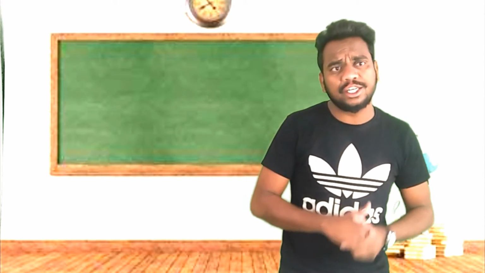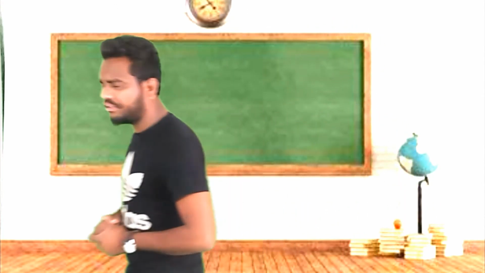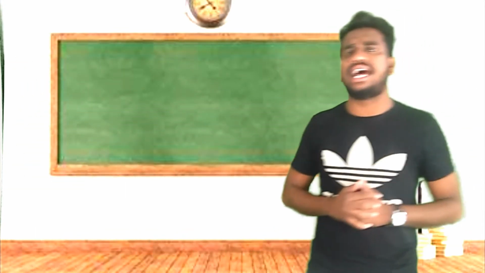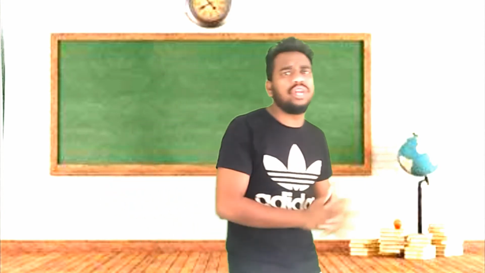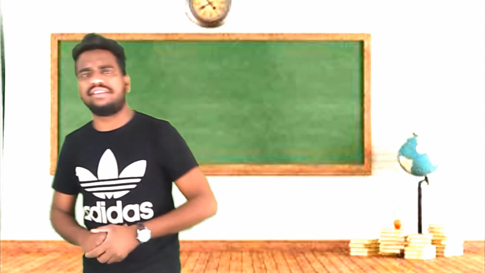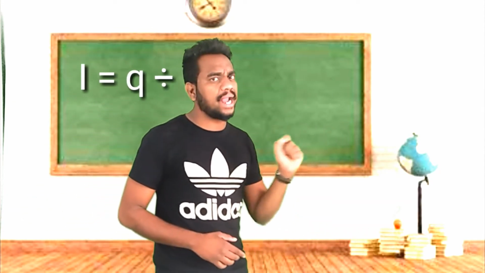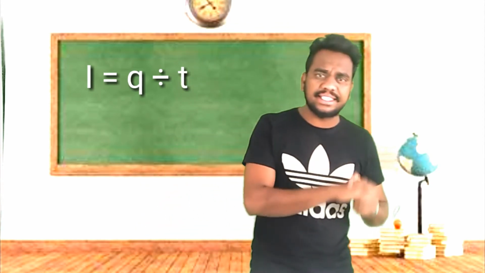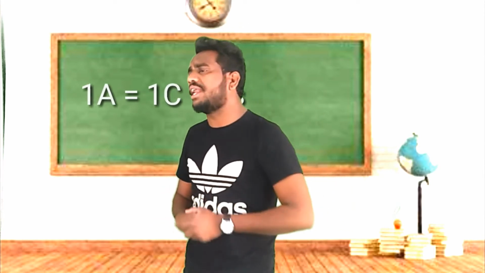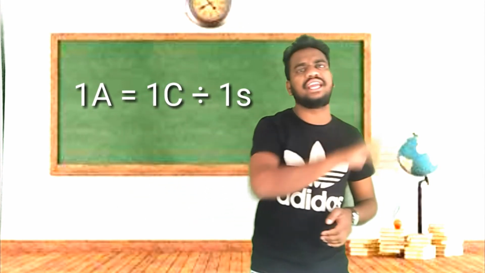This charge of electrons is in coulombs, and if 1 coulomb of charge is passing through any area in 1 second, then we say that 1 ampere of current is flowing through the conductor. That means if you want to formulate the current in terms of charge and time, current can be given as I equals Q by T, where Q is the charge and T is the time taken. If I equals Q by T, that means 1 ampere equals 1 coulomb per 1 second. This is the formulation of electric current.